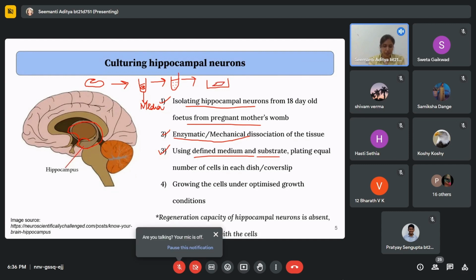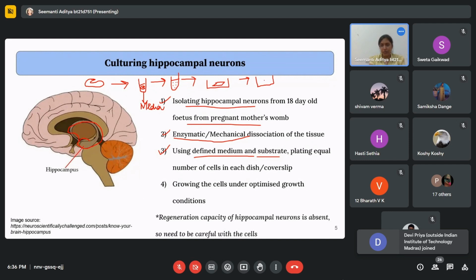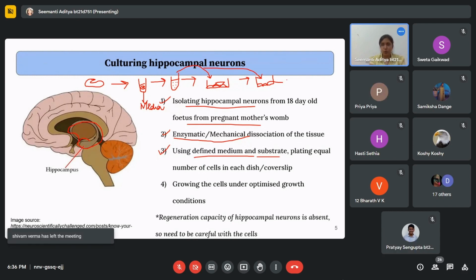This has a glass cover slip, or maybe just a petri dish without the cover slip. It needs to be coated with the ideal substrate, and this ideal substrate already needs to be coated beforehand. To this plate, with or without the cover slip, we have to pour the single cell suspension, and then put it in the CO2 incubator to allow the cells to grow.